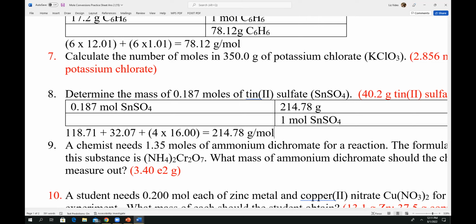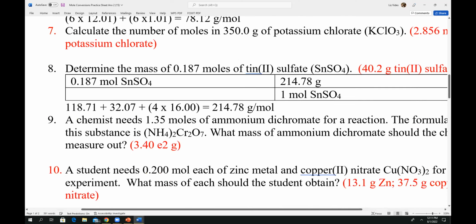214.78. Yeah. Okay. So when we do the math, we just multiply. So we're multiplying that number we got times 0.187. And we get 40.16386 blah blah blah grams of tin. So it's 40.2 because we need 3 sig figs, and that's it. That's how you do these.